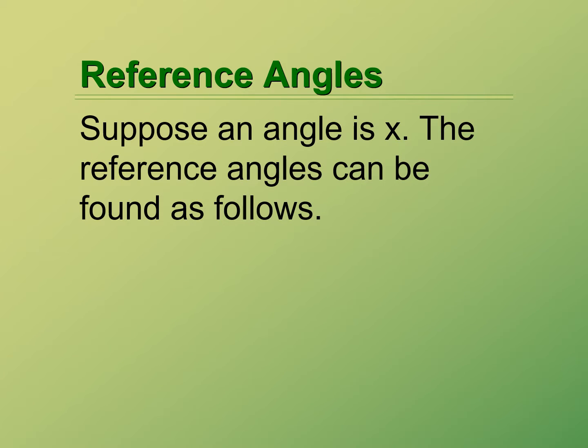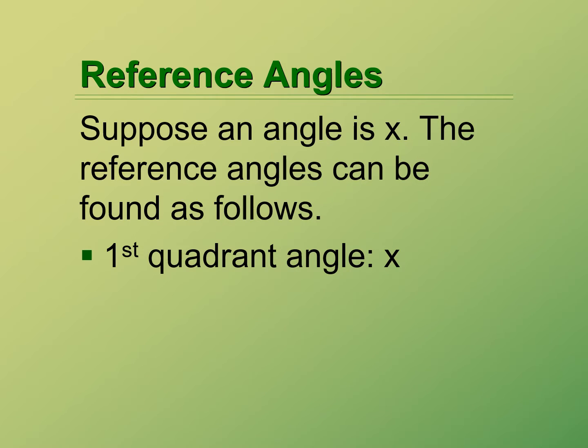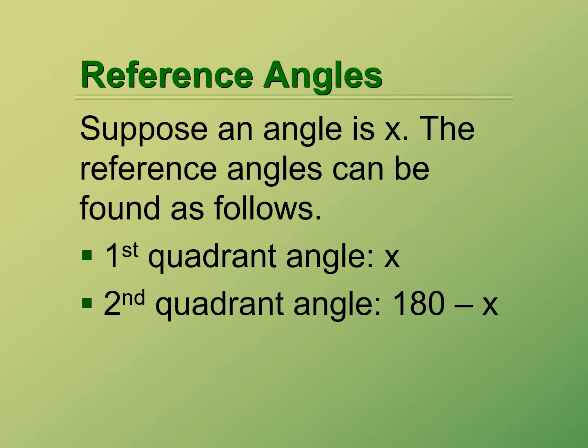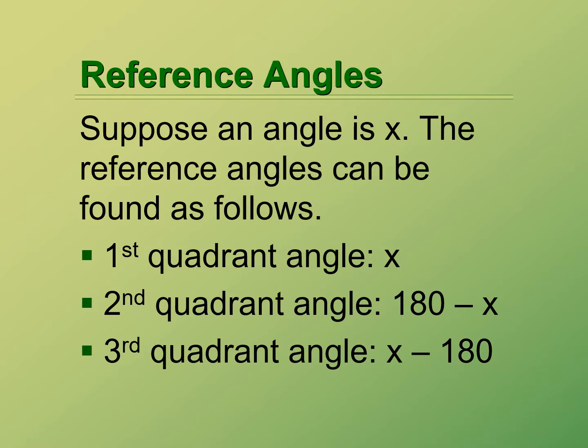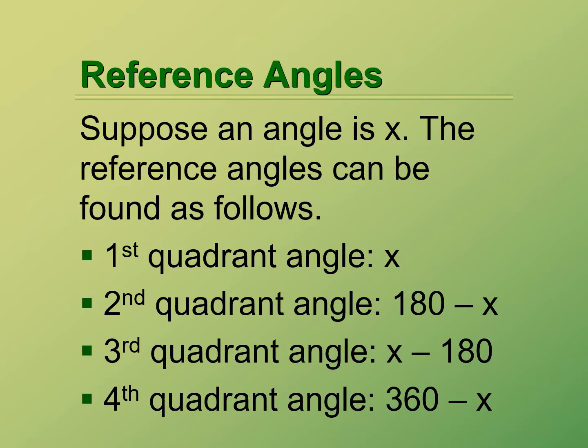So suppose an angle is x. The reference angles can be found using these formulas. If it's in the first quadrant, it's just going to be x. If your angle is in the second quadrant, you're going to do 180 minus x. If it's in the third quadrant, you're going to do x minus 180. And if you're in the fourth quadrant, you're going to do 360 minus x. And that's how you're going to find your reference angles.